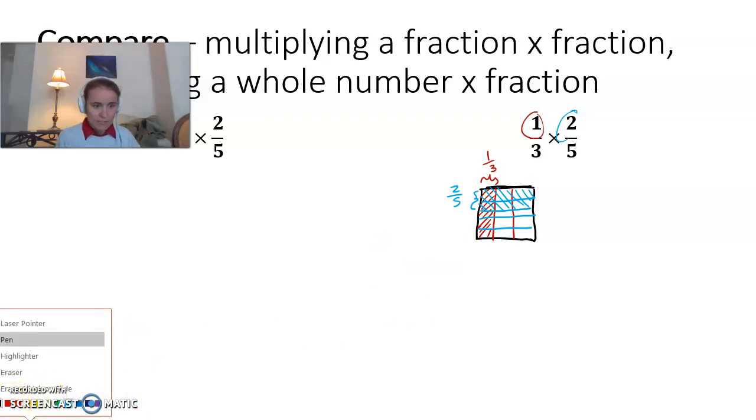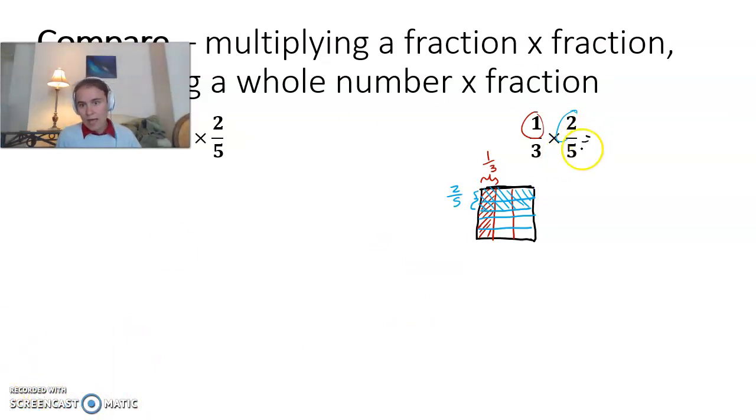All right, so now I'm going to ask myself, how many pieces make up one whole? Making up one whole is 1, 2, 3, 4, 5, 6, 7, 8, 9, 10, 11, 12, 13, 14, 15 pieces. So my denominator is 15. Now I'm going to ask myself, how many pieces are in the overlap area? There are 2 pieces in the overlap area, so my numerator is 2. So 2 of my 15ths are in that overlap area, so the product of 1/3 and 2/5 is 2/15.